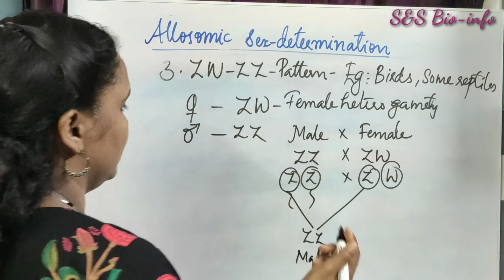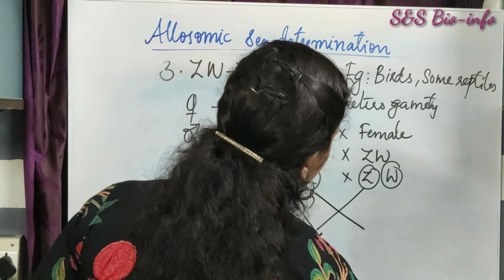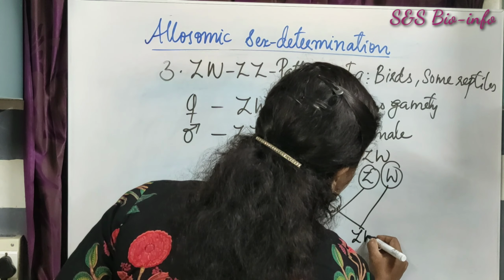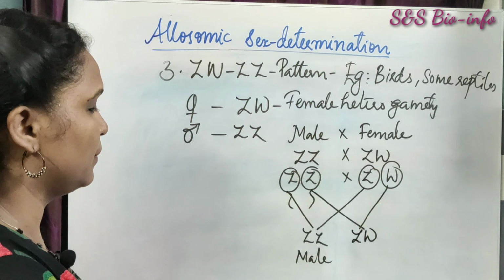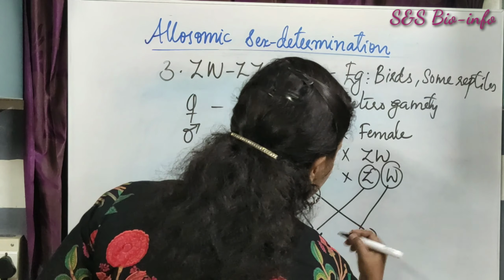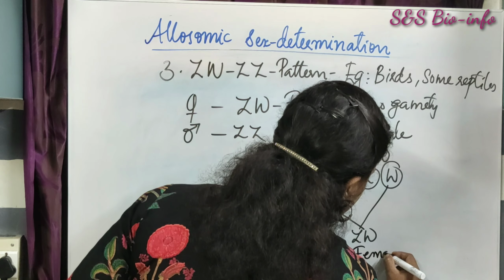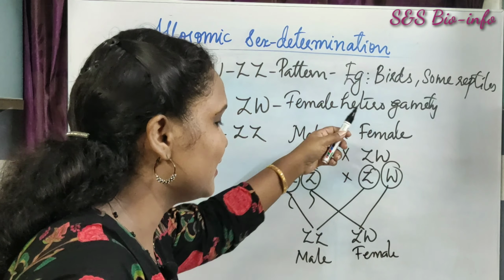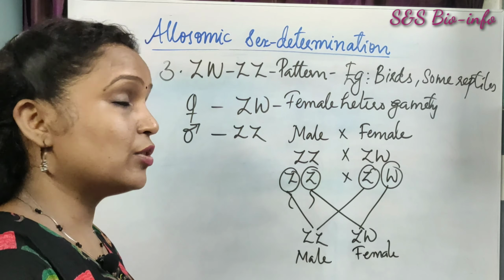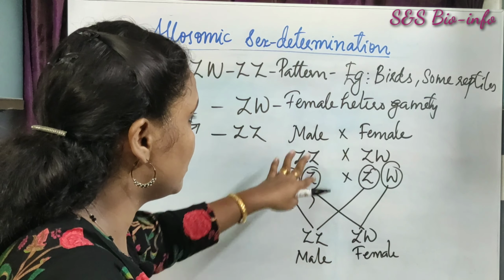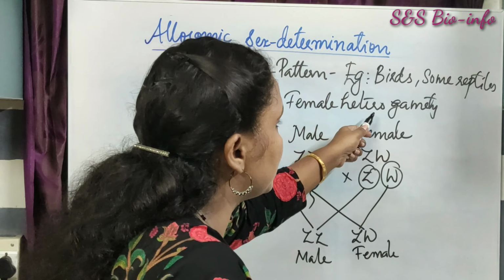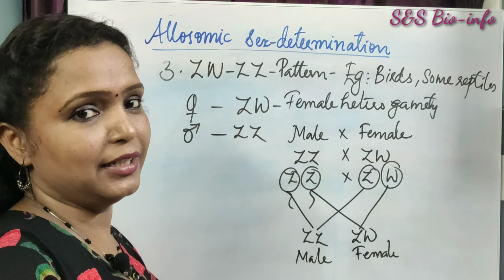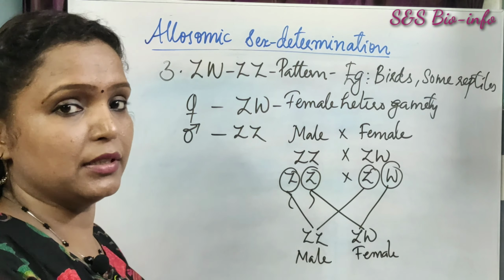Then the next option: when the Z carrying sperm is fused with the W carrying ovum, the condition is ZW. The sex chromosomes will be a dissimilar set, so the young one would be female. Here who determines the sex of the young one? Females determine the sex of the young one. So such type of sex determination is considered female heterogamety, as females produce two different types of gametes.